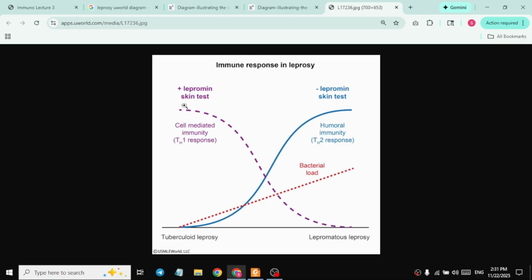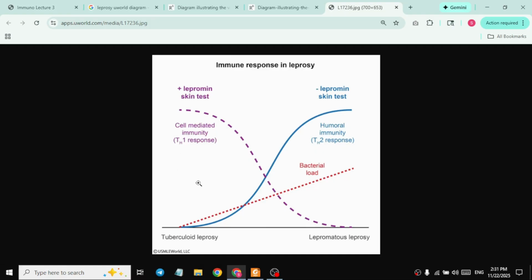Compare that to something like PPD testing, right? That is more of a type 4 hypersensitivity reaction where you're getting the T cells mounting a response against those antigens. It's a similar setup. Here is the lepromin protein, and then your T cells are going to recognize it and mount a response. It's the same sort of thing, okay? So that is the tuberculoid type, which gives you mild symptoms.